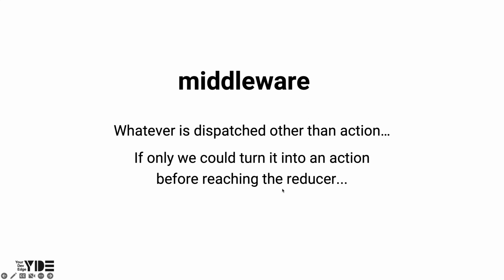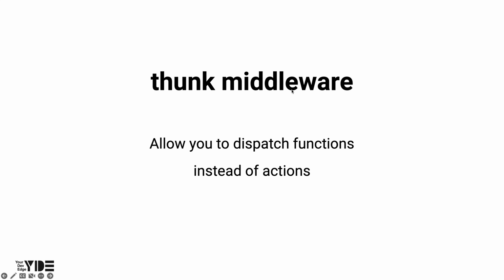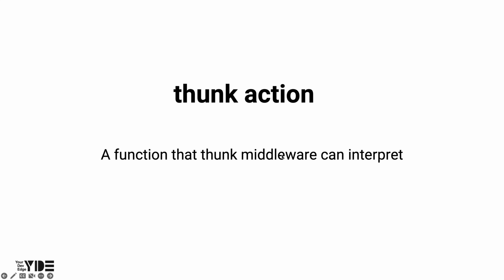Yes, that's right. Thunk middleware allows you to dispatch functions instead of actions. However, it should not dispatch any function, but allows special functions to be dispatched. A function that Thunk middleware can interpret is called a Thunk action. So, what does a Thunk action need to finally dispatch a normal action?